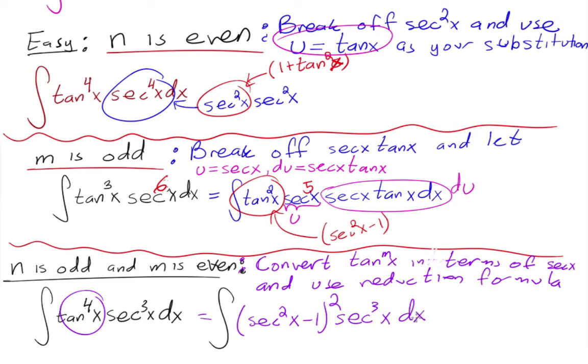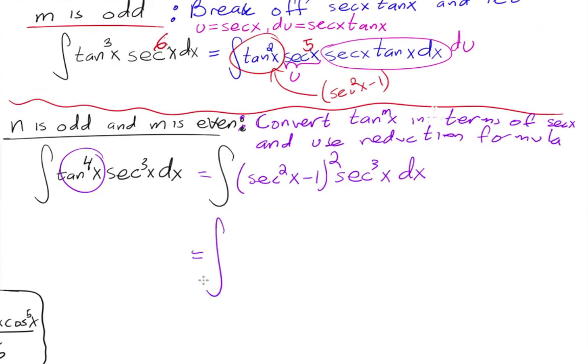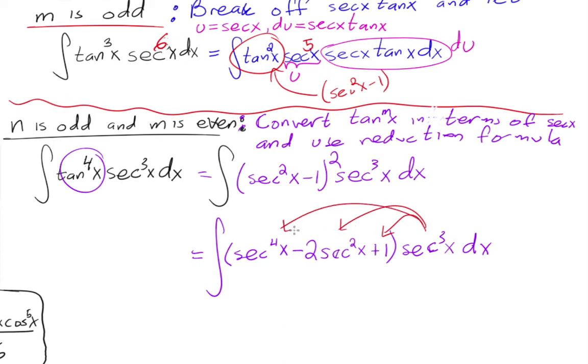And so you can see why this is the most annoying case, because we won't do the whole thing, but you'll see in a moment. What is the first parentheses equal to? Secant to the 4th x minus 2 secant squared x plus 1, right, times secant cubed x dx. And then distribute, right? And these powers aren't even that big, right? It's 3 and 4. Imagine if they were bigger.